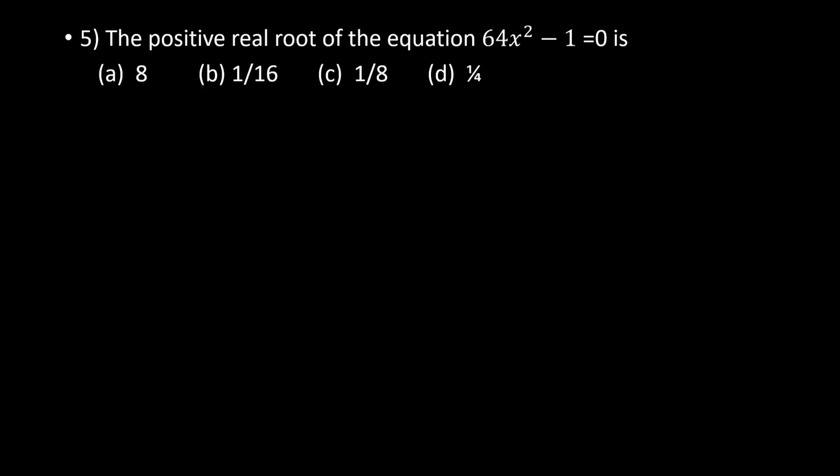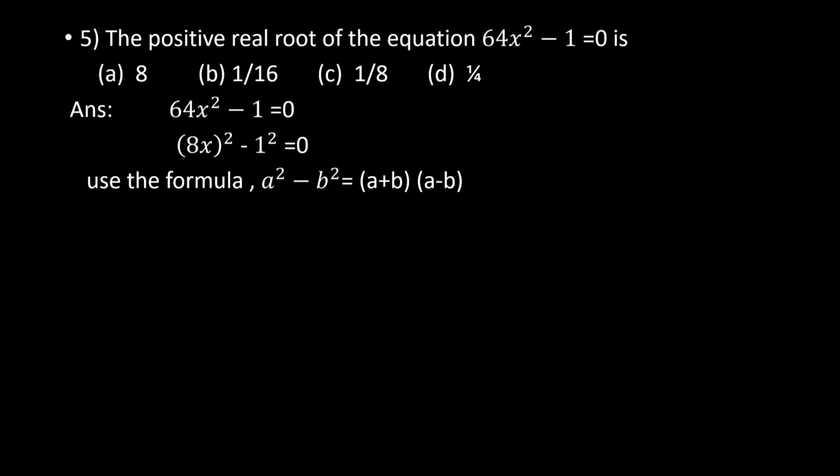Fifth one, the positive real roots of the equation 64x square minus 1 is equal to 0. Options are 8, 1 by 16, 1 by 8, 1 by 4. Here we write the equation 64x square minus 1 is equal to 0. What is the square root of 64? It's 8. So we will write the equation as 8x whole square minus 1 square, which is 1 only, is equal to 0. It is in the form of a square minus b square. The formula is a square minus b square is equal to a plus b, a minus b. Now we will substitute in this equation. We will get 8x plus 1, 8x minus 1.